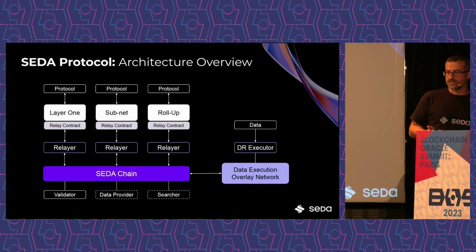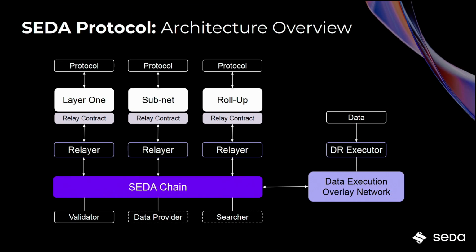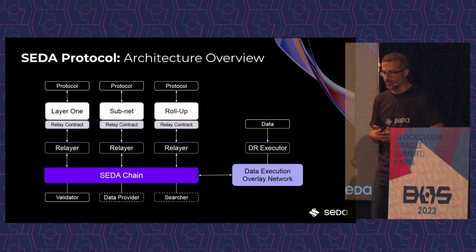If we take a look at the architecture, it's also a little bit simplified. We want SEDA to be a protocol sitting on the bottom that can be used and give service to many other protocols. It doesn't matter if it's a layer 1, a subnet, or a rollup. These protocols will interact with the SEDA chain with the use of relay contracts. These relay contracts are connected to the SEDA chain through entities we call relayers, but many other protocols call them bridge nodes, and they forward messages from the relay contracts to the SEDA chain back and forth.